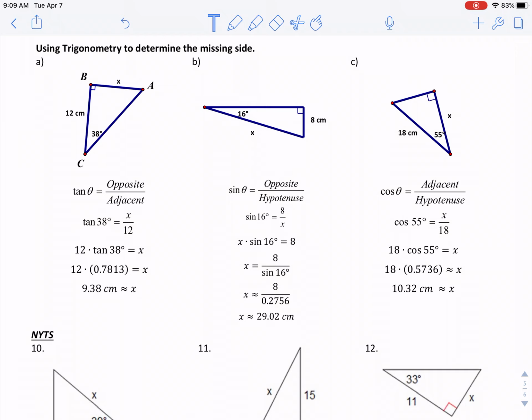All right. For A, B, and C, we're missing a side now. We're not missing an angle. Majority of this doesn't change. It just makes it a little bit, I actually think these are a little bit easier.